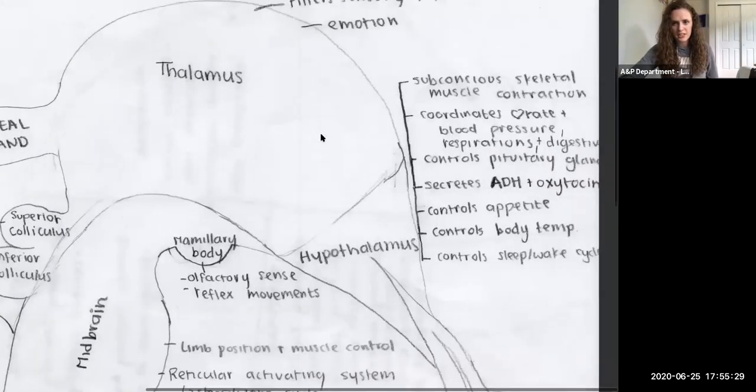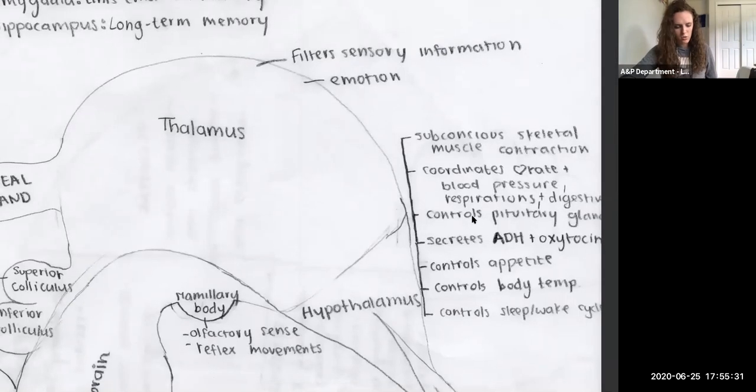Hypothalamus, to add to your list, it also is associated with rage, fear, pain, sexual arousal, and pleasure. Don't need to memorize that list. Just know that your hypothalamus also plays a role in intense emotion.